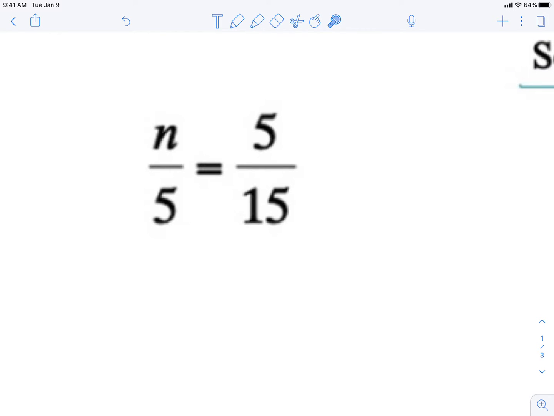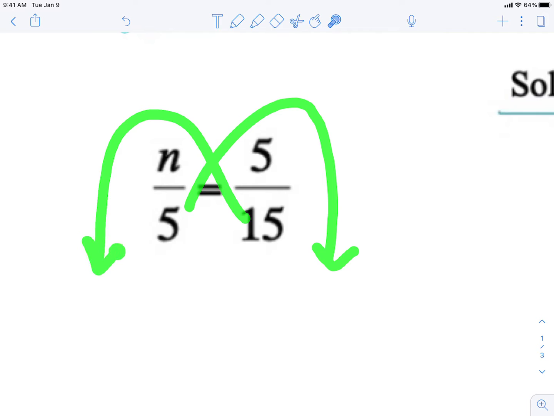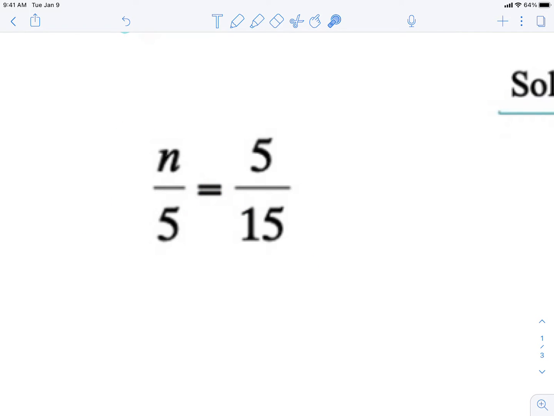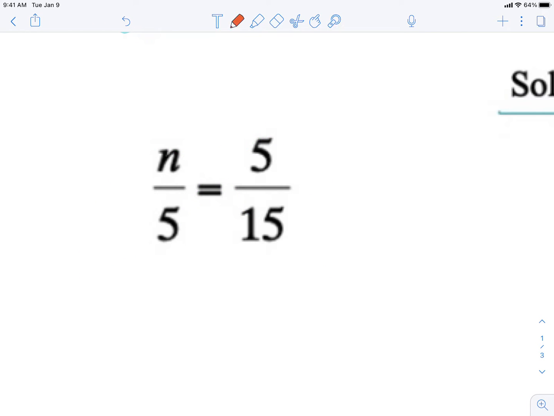Automatically, I already have the first rule here: a fraction equals a fraction. Perfect. Now what I'm going to do is what I like to call butterfly multiplication. I do one wing there, and I do another wing there. I kind of make a butterfly. So 5 times 5 goes down here, and 15 times n goes down there.